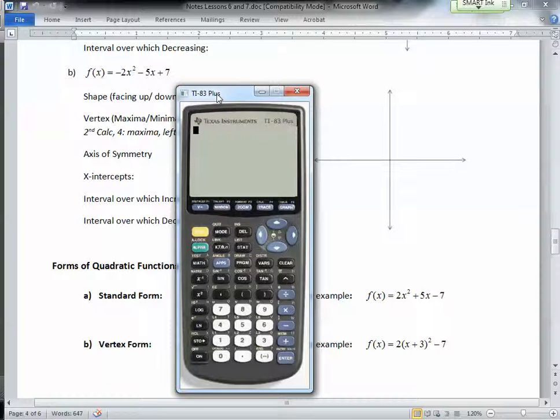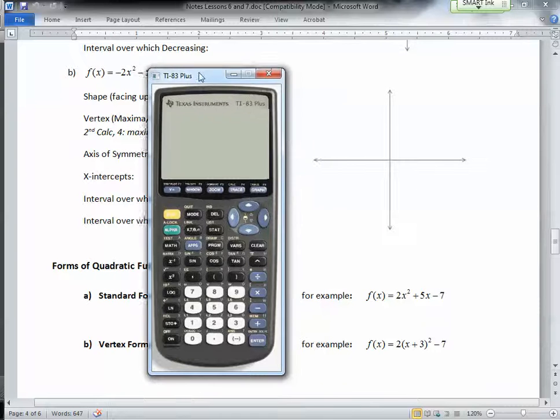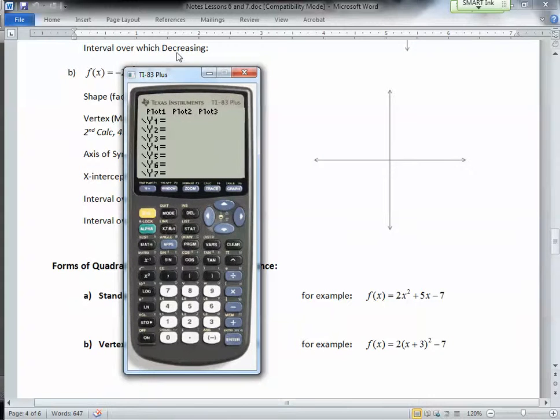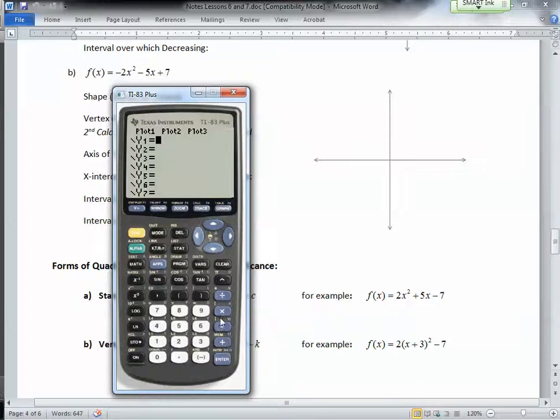Okay, so we are still on page 20 for lesson 7. We're going to do problem B right here, trying to graph this quadratic equation and fill in all these key features for it. So let me start by graphing this guy. I got negative 2x squared minus 5x plus 7.